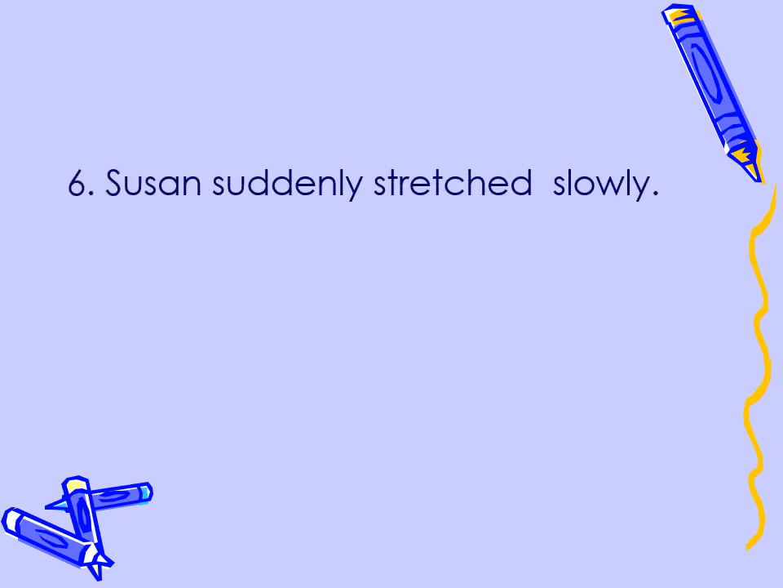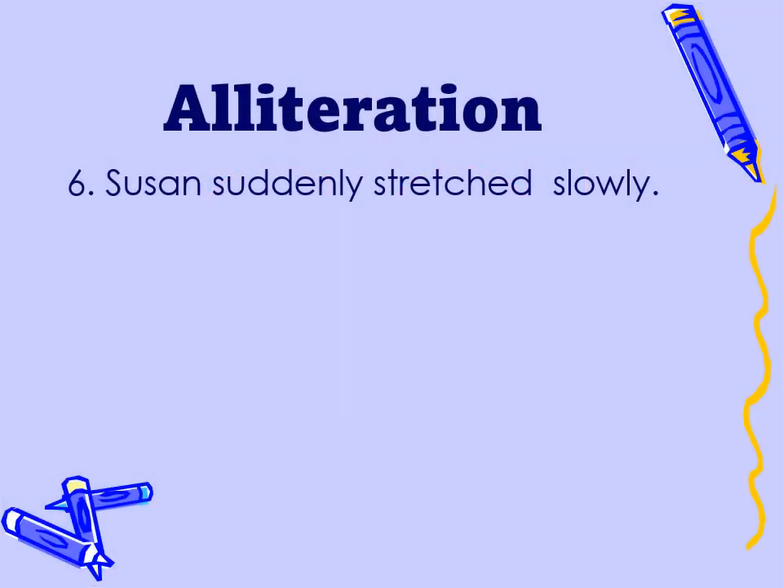Right, last one. Susan suddenly stretched slowly. So what figurative language is used in this sentence? In three, two, one. That is alliteration. So what consonant sound is being repeated? Okay, we have the consonant S. Okay, good job. So that is our activity.